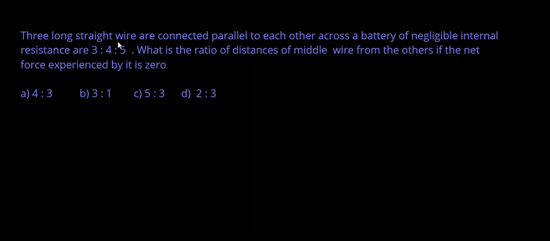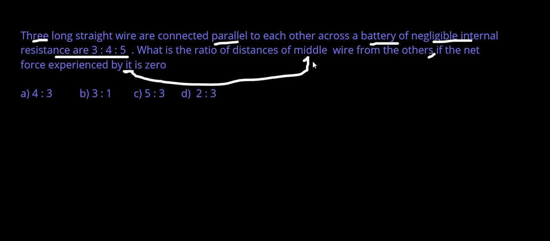Three long straight wires are connected in parallel to each other across a battery of negligible internal resistance, or so. The ratio of the internal resistances has been provided here as 3 is to 4 is to 5. What is the ratio of the distance of the middle wire from the others, if the net force experienced by the middle wire is 0?